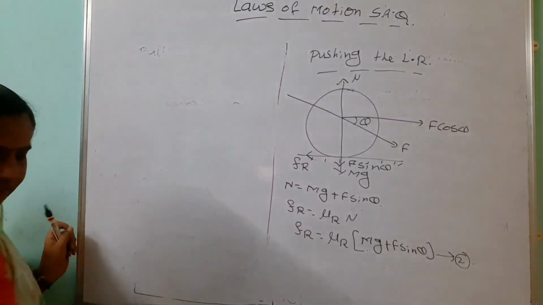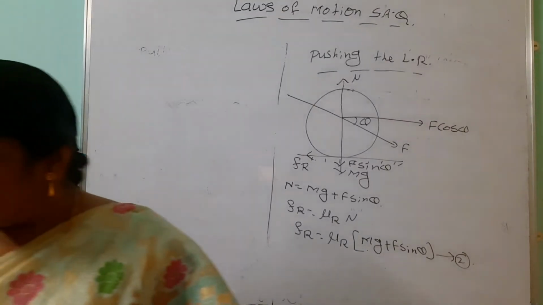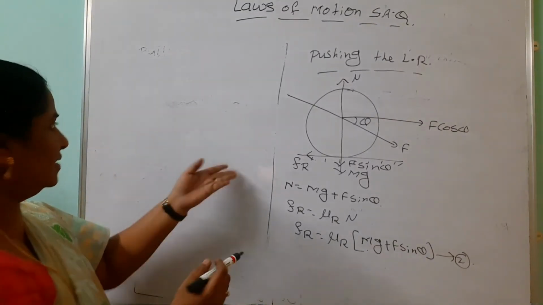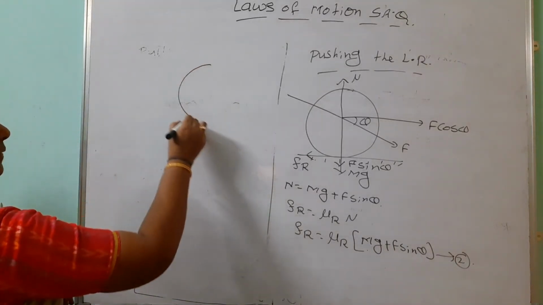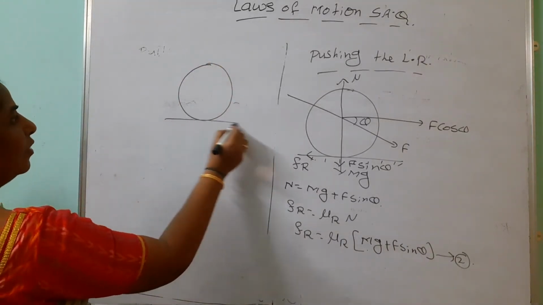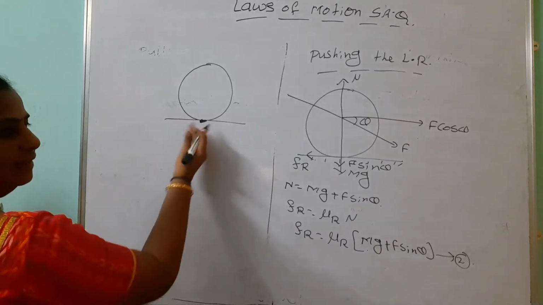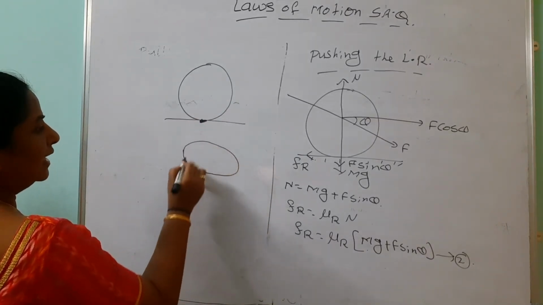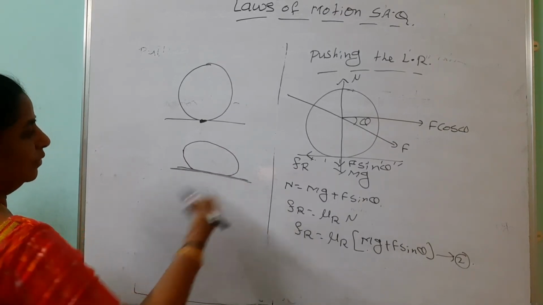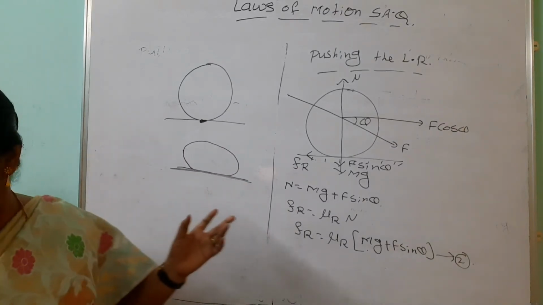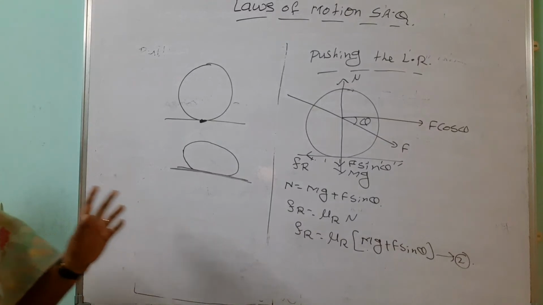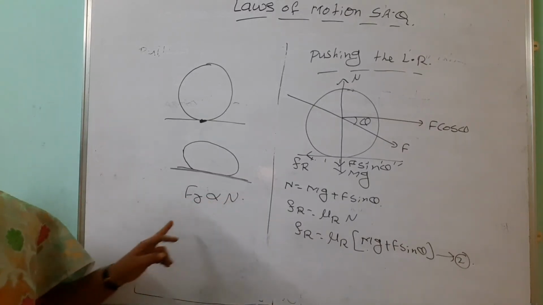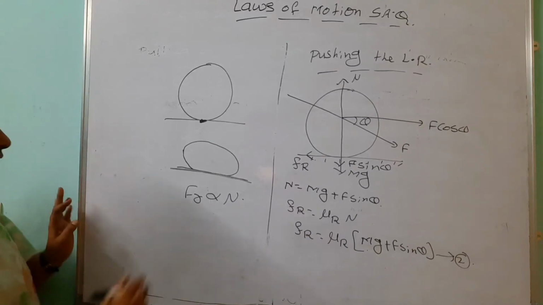The question is, state the laws of rolling friction. See, rolling means, just now we discussed, this is the rolling. If the area of contact is less, that rolling friction is less. If the area of contact is more like this, that friction is more. Then you can also say that rolling friction is directly proportional to the normal reaction. Rolling friction is directly proportional to the normal reaction.